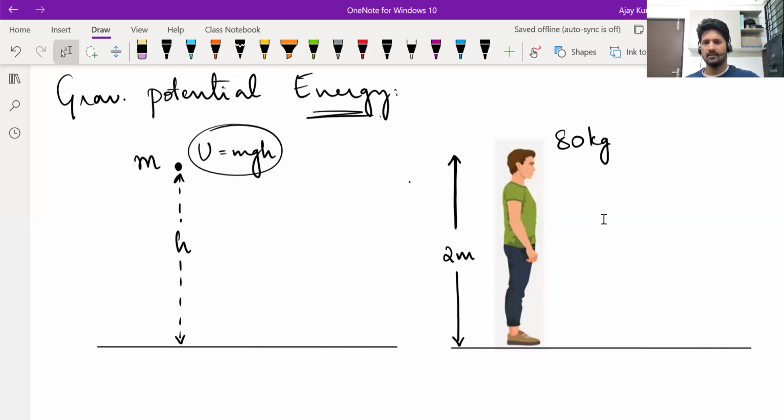Okay, so you are saying we can use mgh here. Then in that case, your answer for potential energy of this person will be 80 into 10 into 2, 1600 joules.